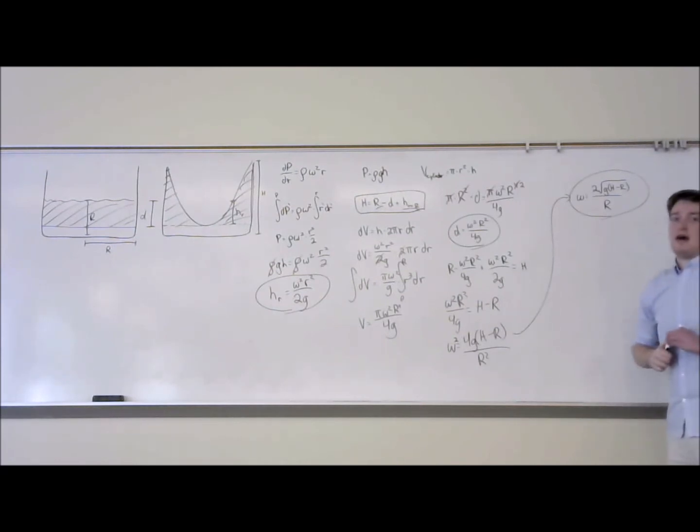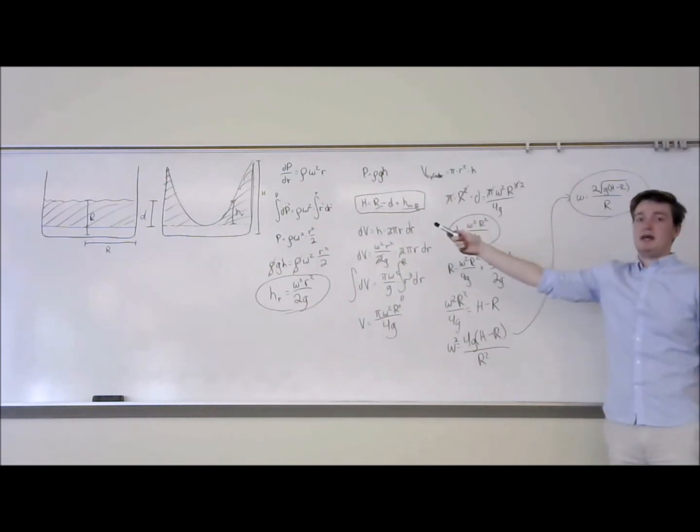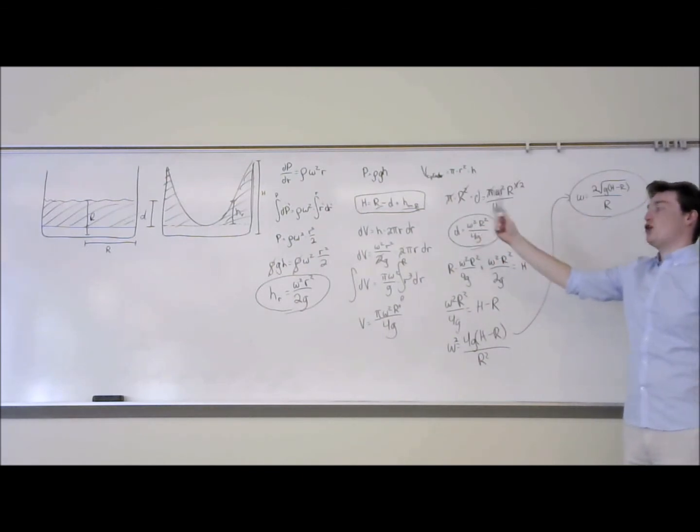What we just did was find the maximum angular velocity at which we can spin our cylinder such that no fluid will spill out, but it'll reach the top.